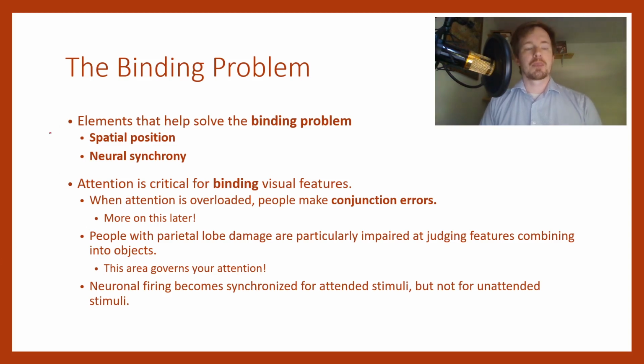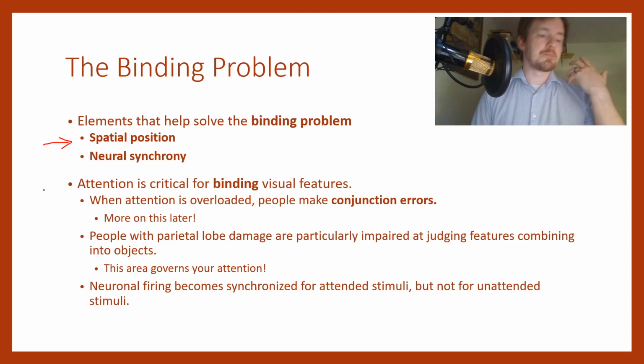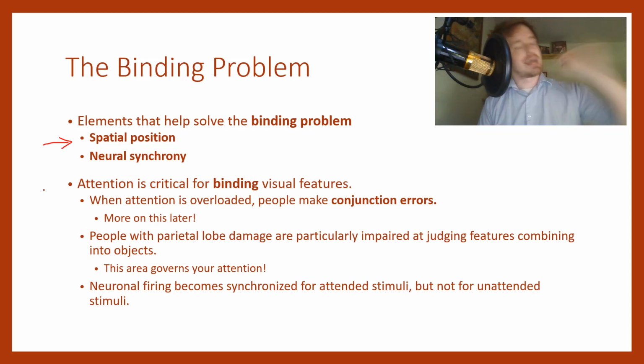And we also have spatial position. Spatial position is just saying that whenever something is active in part of your retina, you are going to start combining those different things together and assuming that they are related.